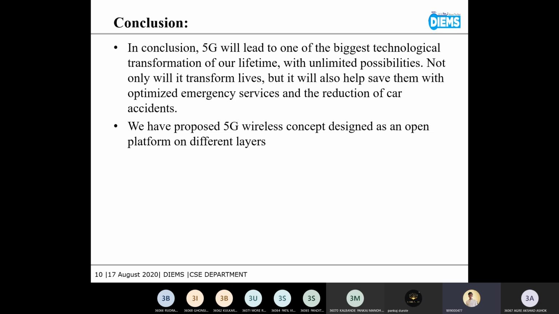I will give a brief conclusion about 5G. 5G is the biggest network, no issues, because it is more advanced than 4G or any other networks. And we have proposed the 5G concept as an open platform on different layers. 5G will have an open network, and it will be more reliable and have low latency. Bandwidth will be greater, and the network speed will also be greater than 4G.